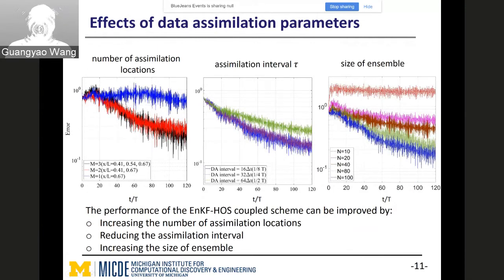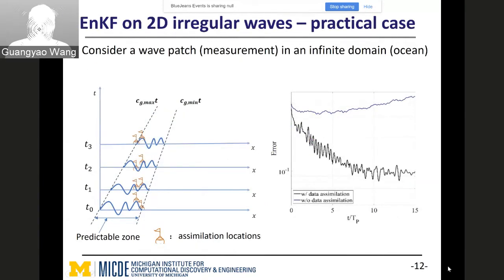So we can summarize that the performance of the EnKF and HOS couple scheme could be improved by increasing the number of assimilation locations, reducing the assimilation interval, and increasing the size of the ensemble. Okay, let's move to the next slide.